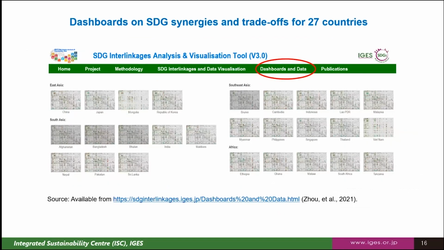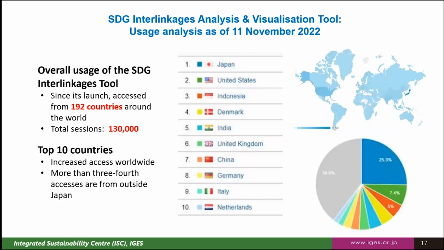Besides the visualization function, the tool also provides national dashboards in a matrix format on the synergies and the trade-offs between 169 SDG targets for 27 countries. Since the tool was launched in 2017, it has been accessed by more than 130,000 users from 192 countries. Top countries include Japan, the United States, Indonesia, Denmark, and India, among others.